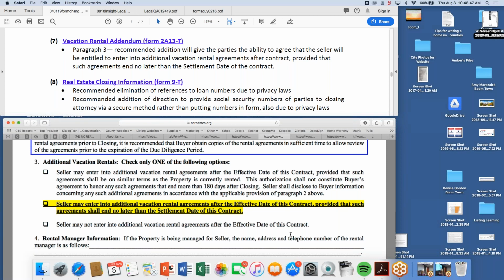They've added something under additional vacation rentals, because as we all know, leases go with the property. So there's a new line that says seller may enter into additional vacation rental agreements after the effective date of this contract, provided that such agreements shall end no later than the settlement date of this contract. So it's giving them the opportunity, if it's an extended period, to still get in a few rentals as long as they're done by the time of closing. But you've also got a myriad of other options here. This is just a new one, reminding everyone that that's a possibility.